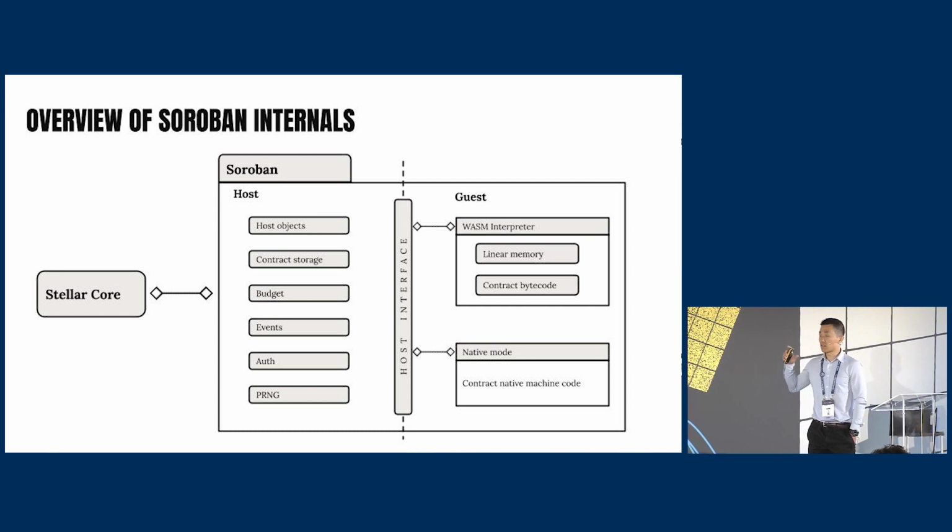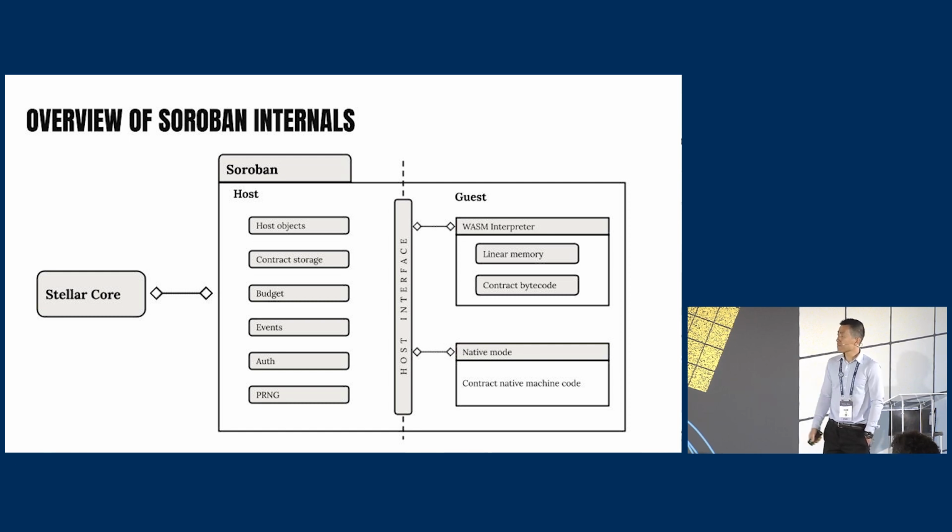I must first point out that Soroban runs within the Stellar core process, so everything is in the same process, consuming the same CPU and memory, but here is just the logical separation and conceptual diagram. Within Soroban, it is conceptually split into two halves, the host environment and the guest environment. The host environment implements a profile of features such as host objects, contract storage, etc. And these features are made available through the host interface so that contracts can import and use them.